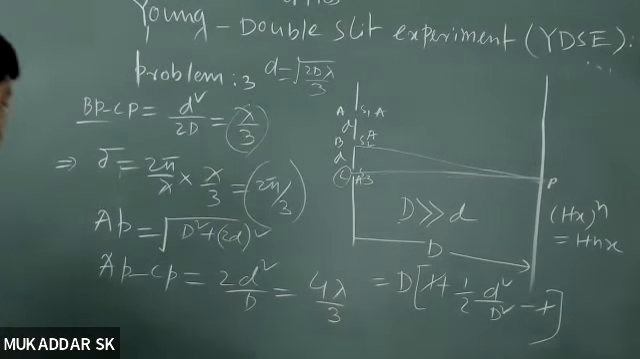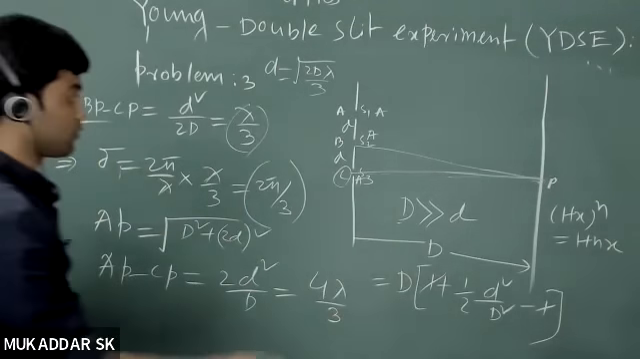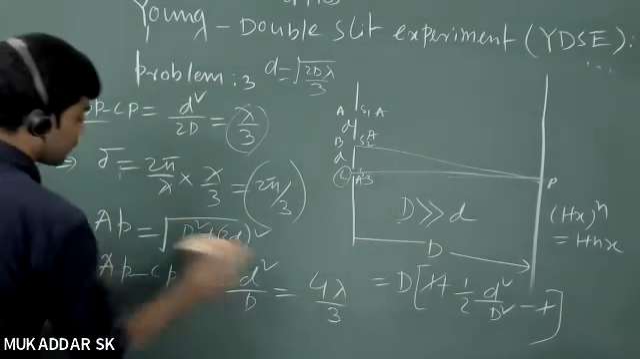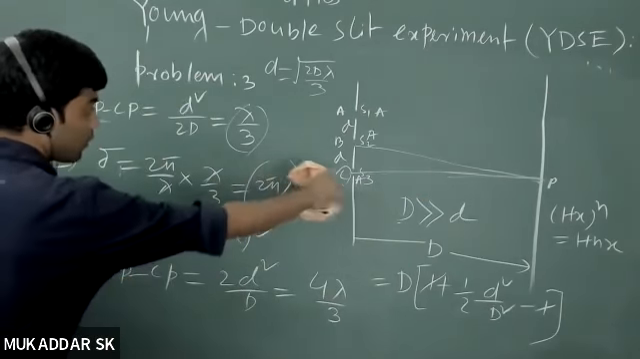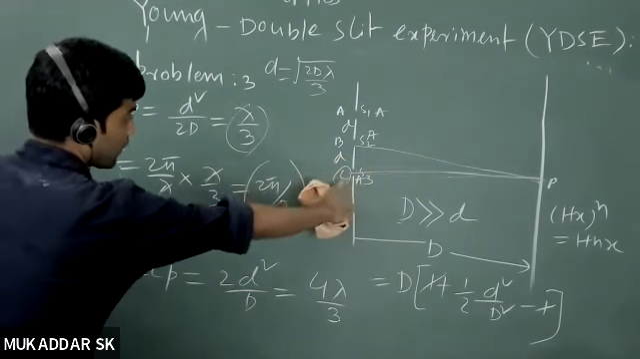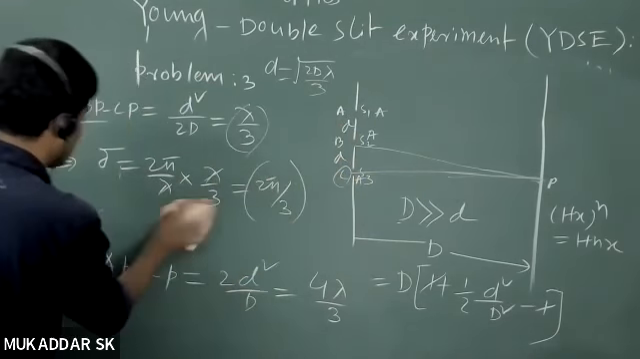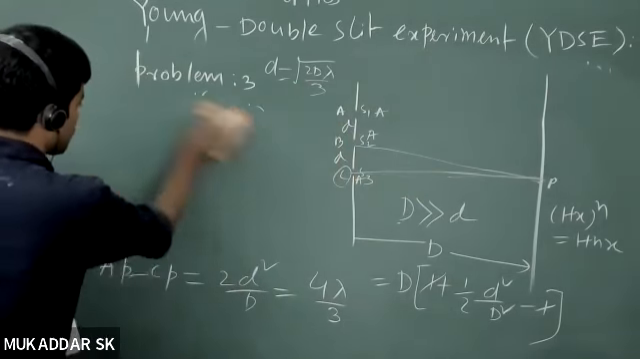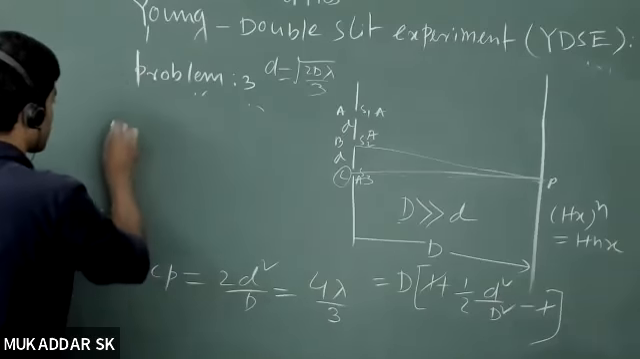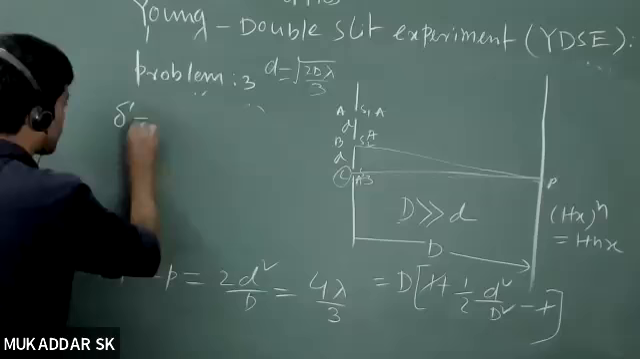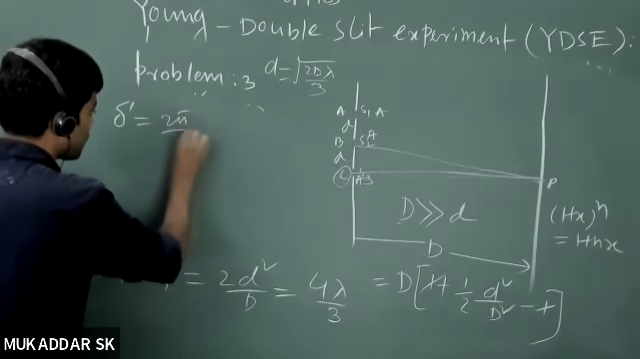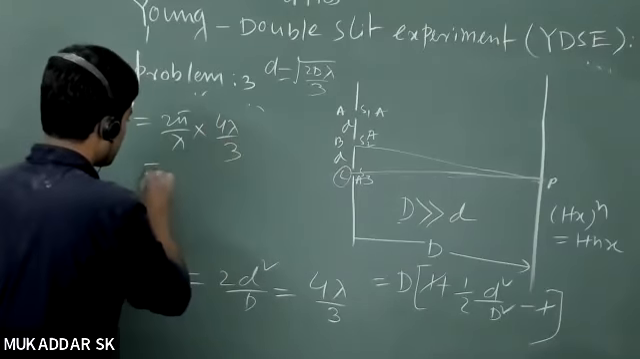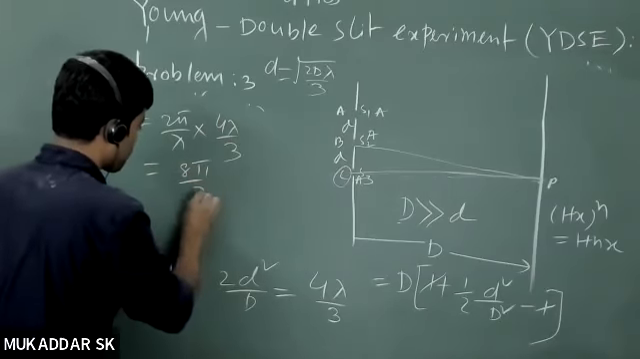So now you have calculated the path difference between these two rays, CP and AP. The path difference you have calculated between two rays coming from slit C and slit A is 4 lambda by 3. Now how much will the phase difference be? Let us take that as delta prime, that will be 2 pi by lambda into 4 lambda by 3. So it will be basically 8 pi by 3.